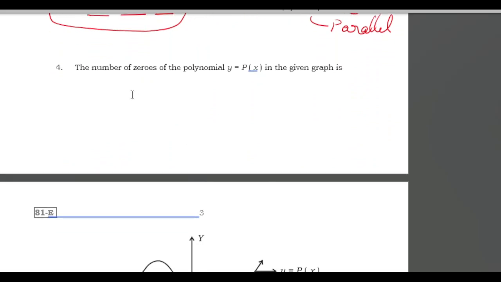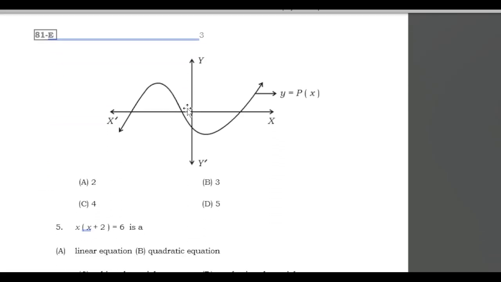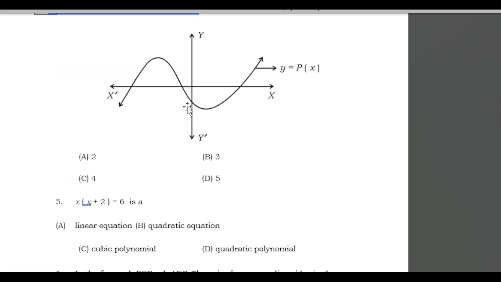Next one is the number of zeros of a polynomial y is equal to p of x in the given graph. So the line which is crossing the x-axis, this is one point. This is another point. This is another point. Total 3 points are there. So 3 is the right answer.